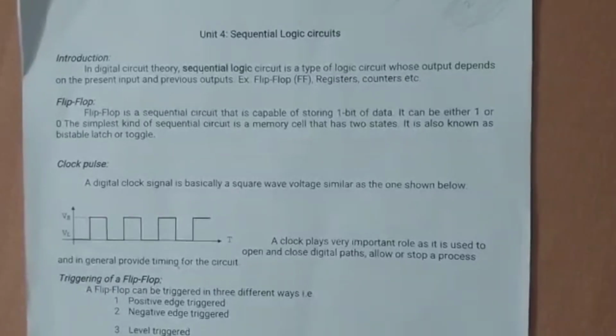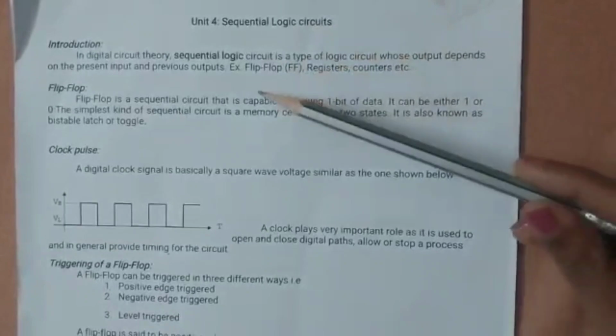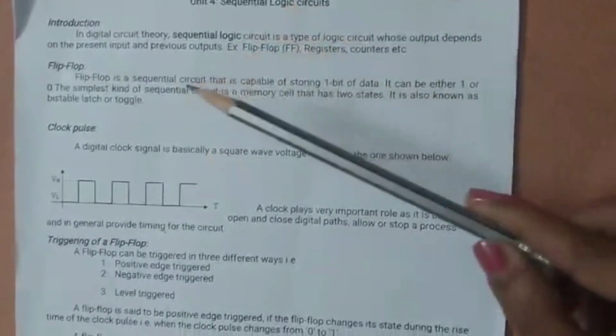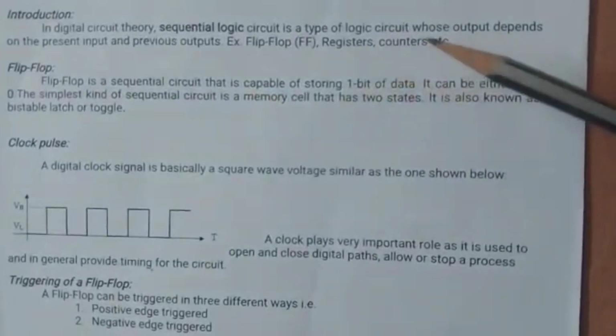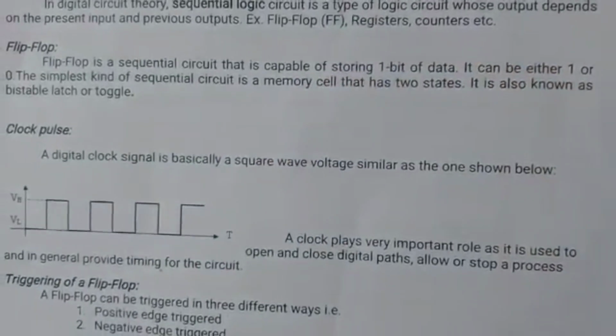The revision of Unit 4, Sequential Logic Circuits. So it consists of flip-flops, registers, and counters. What is a flip-flop? It is a sequential circuit capable of storing one bit of data, so either it can be 1 or 0. Okay, so how do we trigger a flip-flop?